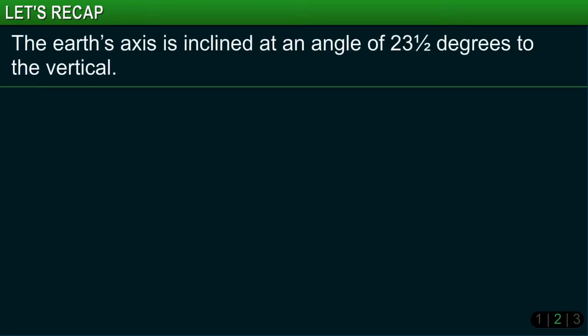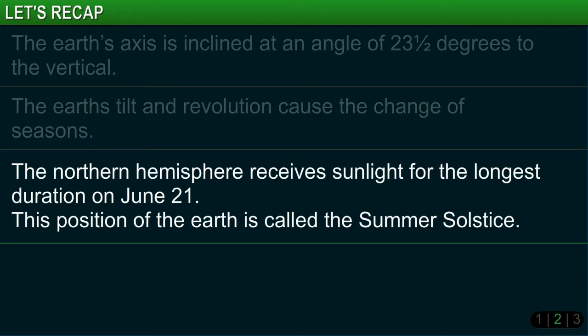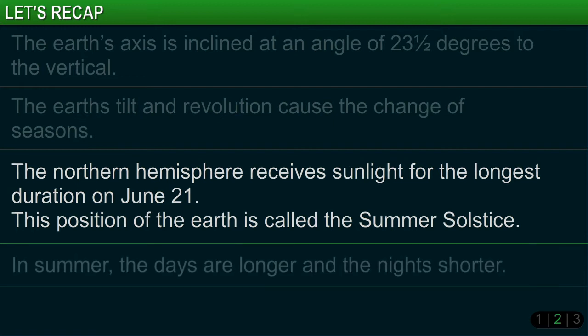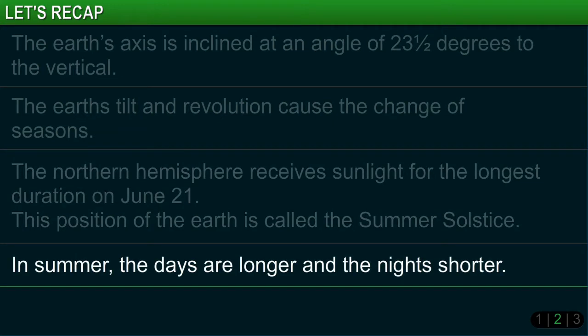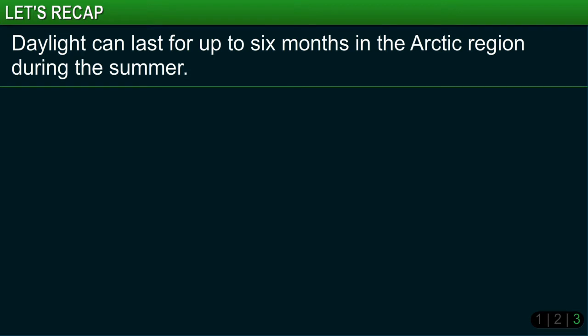The Earth's axis is inclined at an angle of 23½ degrees to the vertical. The Earth's tilt and revolution cause the change of seasons. The Northern Hemisphere receives sunlight for the longest duration on June 21st. This position of the Earth is called the Summer Solstice. In summer, the days are longer and the nights shorter. Daylight can last for up to 6 months in the Arctic region during the summer.